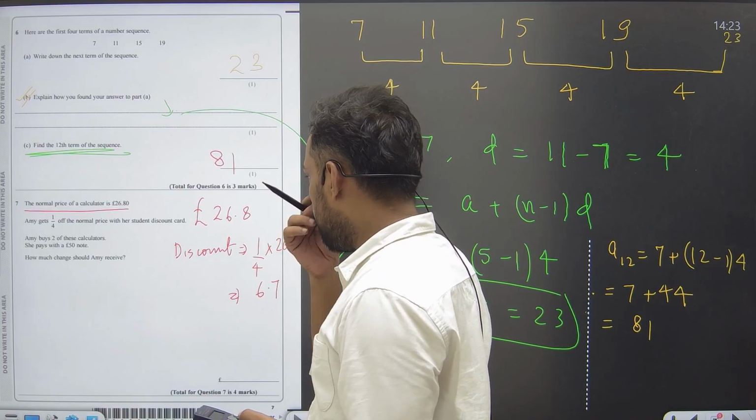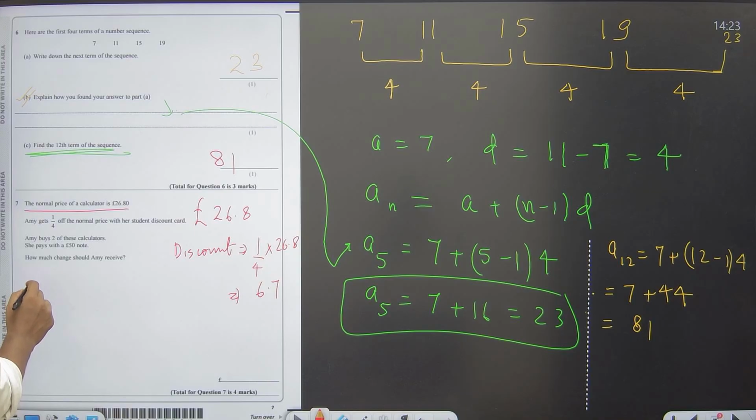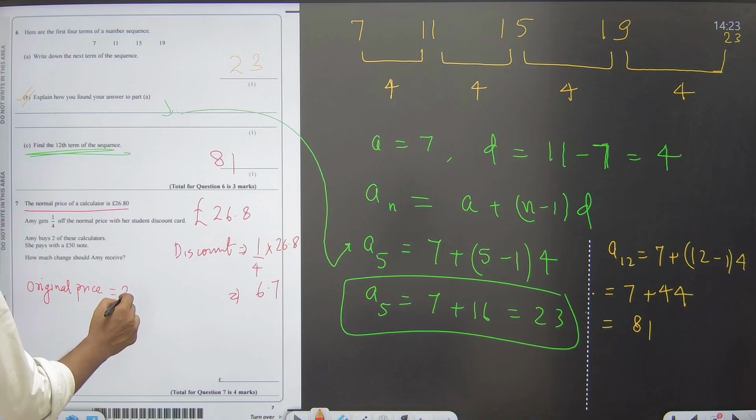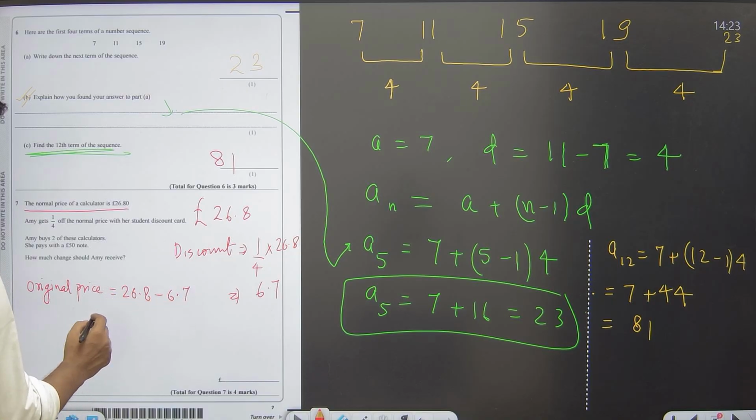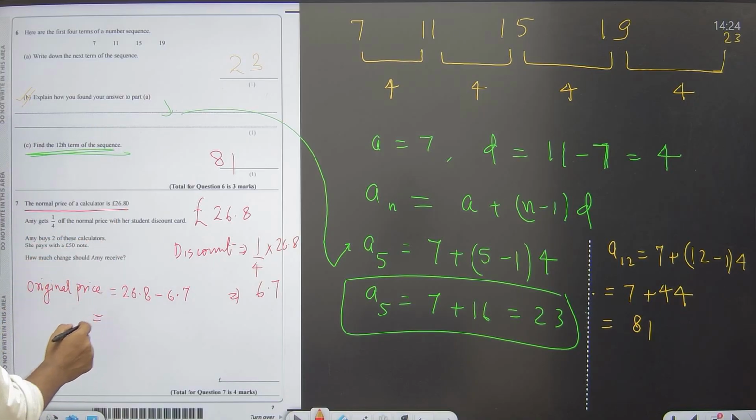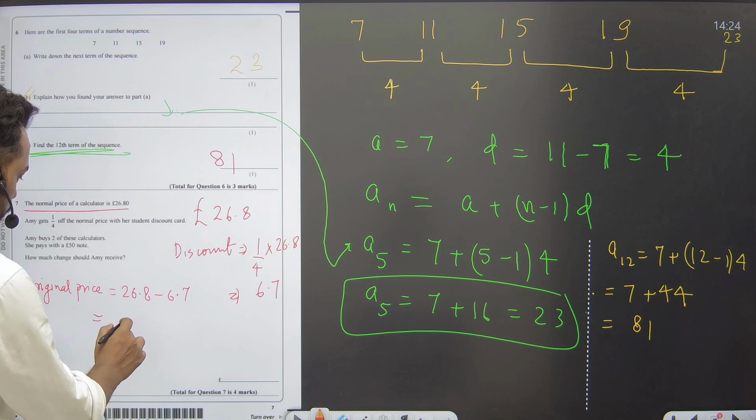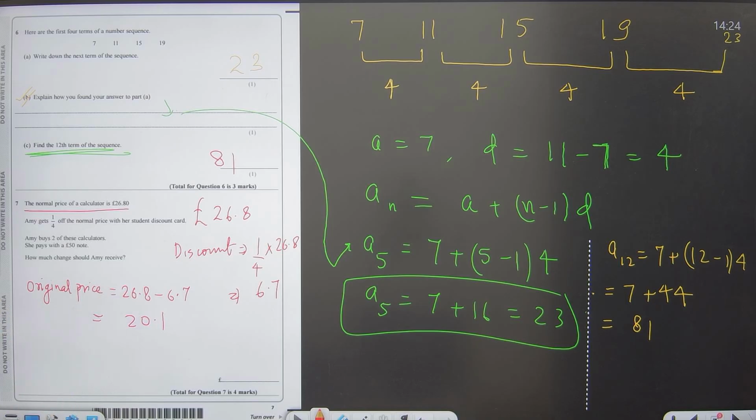So the original price for Amy will be 26.8 minus 6.7, for one calculator we are calculating here. So 26.8 minus 6.7 will be 20.1. This is the price of one calculator.